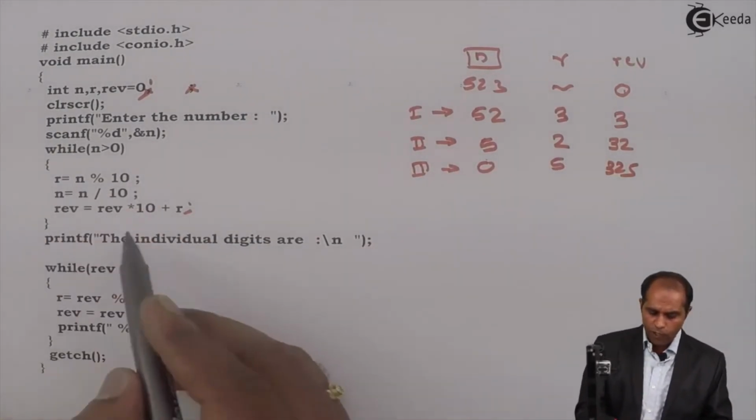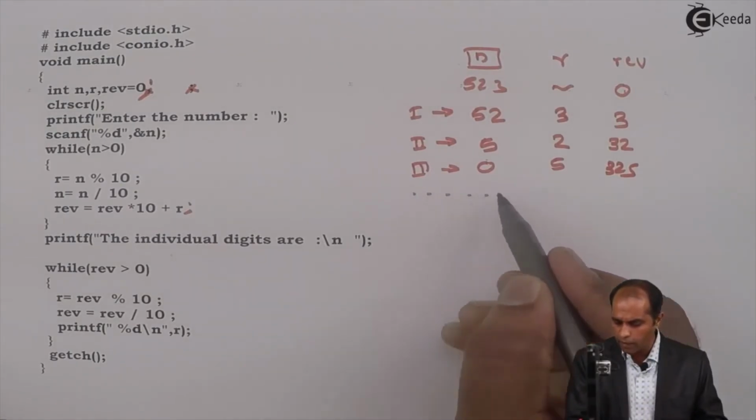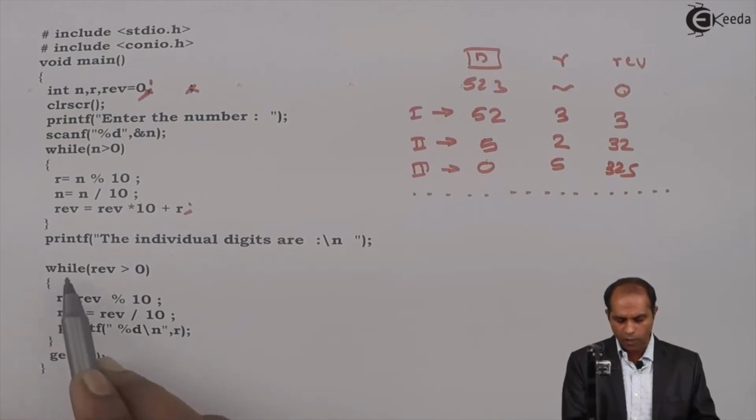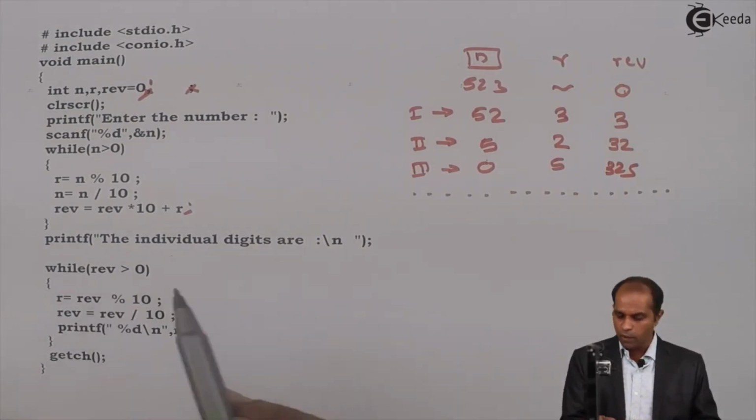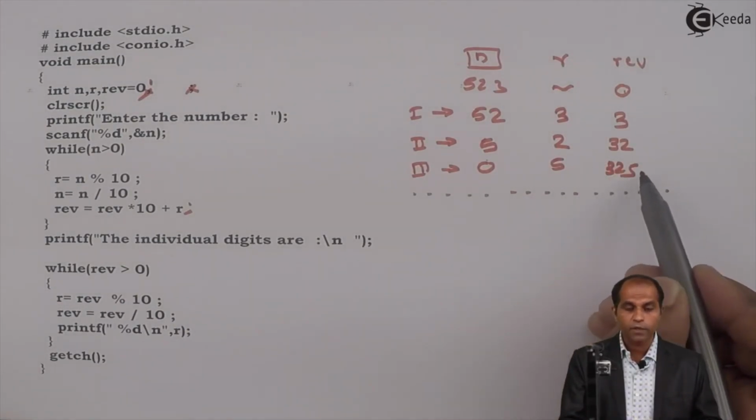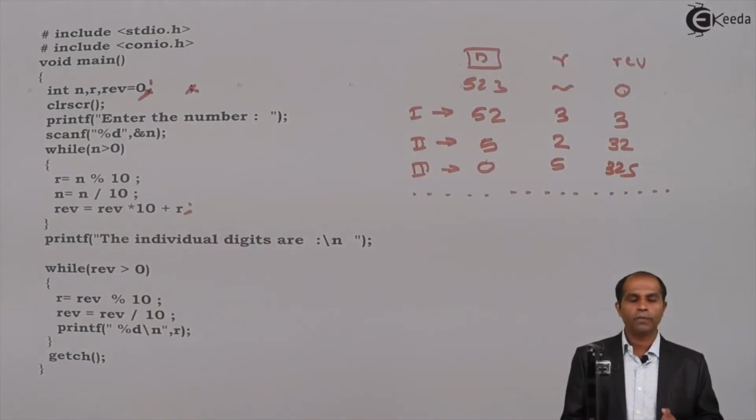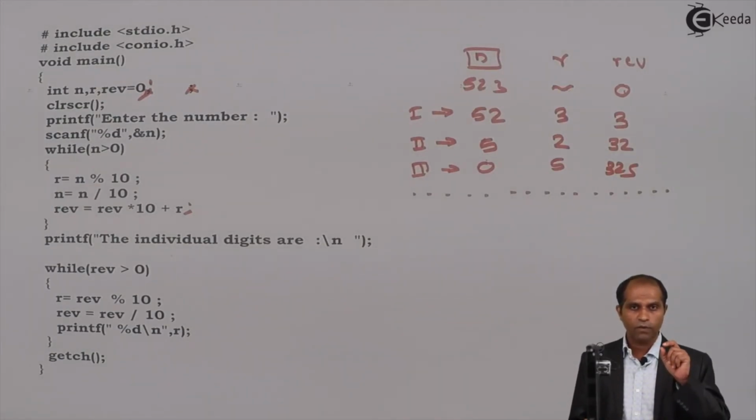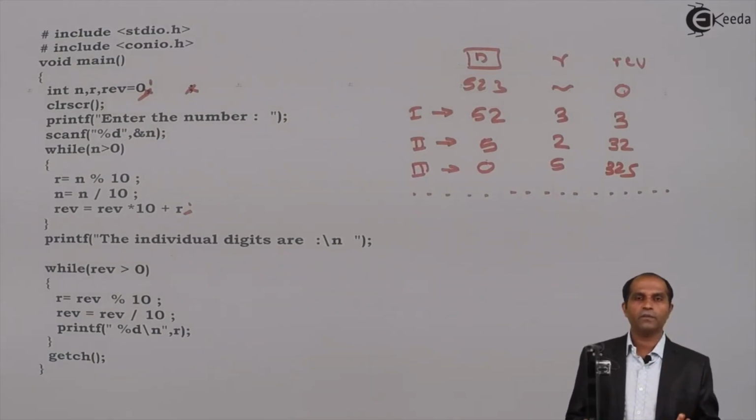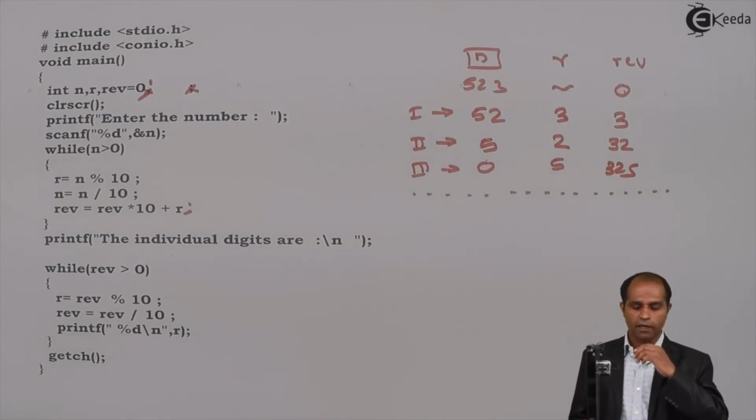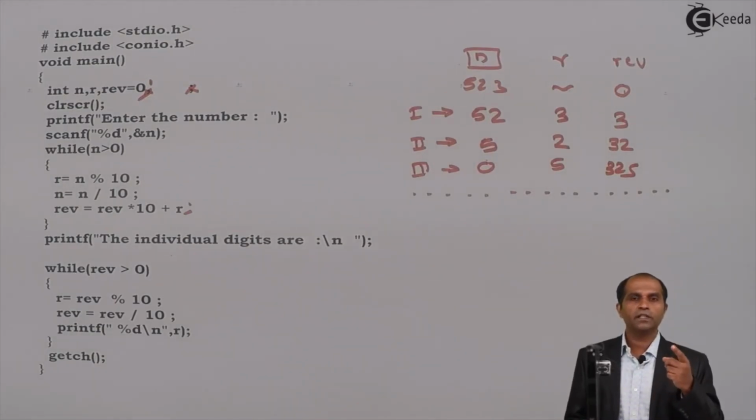So when the first while loop completes the operation, after that I want to start the second operation. It says while rev greater than 0. What is the value of rev? That is 325. Now I am supposed to rewrite the exact upper while loop, but this time with the value of r storing the individual digits of rev, not of n. In the first while loop, we extract the digits from n. In the second while loop, we have to extract the digits from rev.